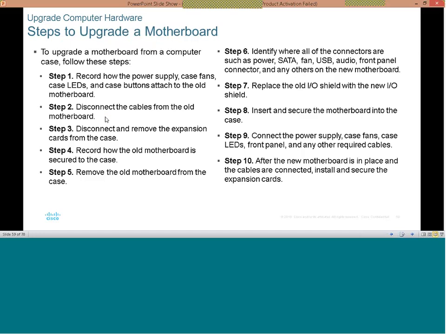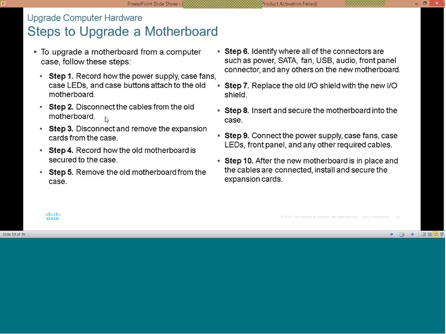The reason why you need to disconnect and remove the expansion cards is because when you're doing this upgrade, there's no need for you to have all these assembled. So you need to remove them one after the other. Then record how the old motherboard is secured to the case. So you need to look at the pre-installed and configured system and be able to follow the procedure to see how they've been deployed. Then remove the old motherboard from the case when you're replacing it.